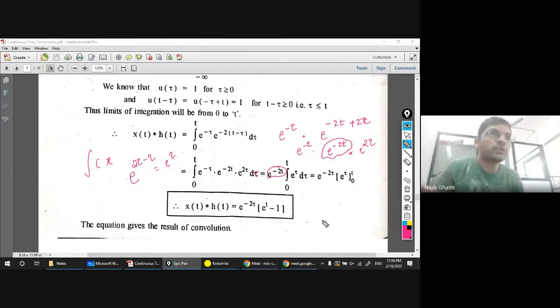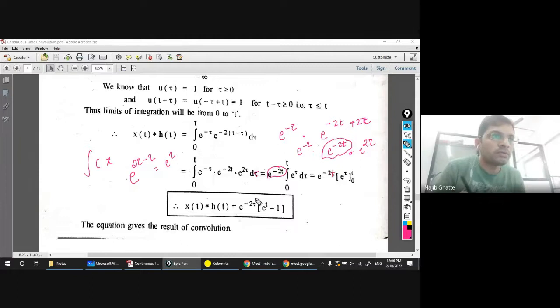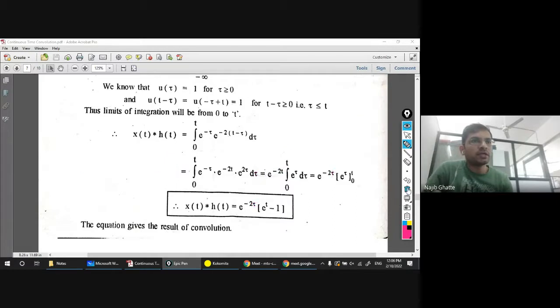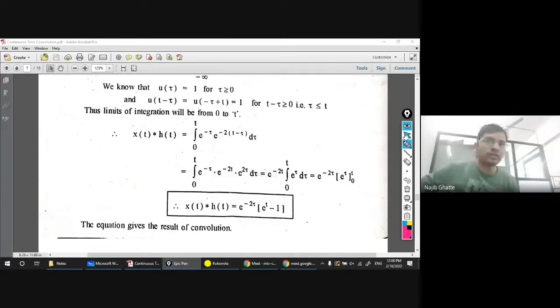Is it clear to you? Yes. This is t and this has to be t. This gives the result of convolution. Understood analytical method. Which method do you like the most, analytical or graphical? Graphical. Okay, so you may go with any other method, it is your choice. Fine.